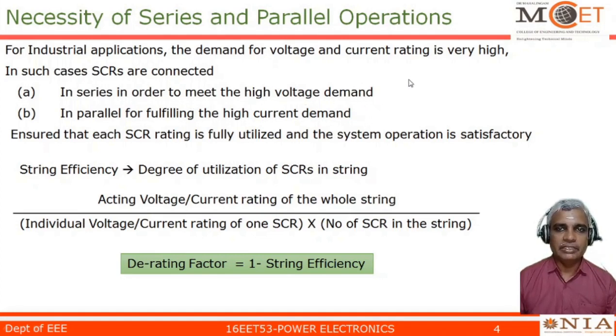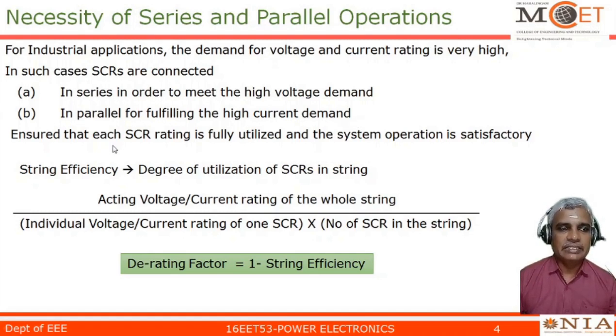Similarly, let us assume that the SCR available in the market is capable of handling 100 amperes of current, whereas the requirement in an industry is 500 amperes. So I have to connect 5 SCRs of 100 amperes in parallel in order to meet the demand of 500 amperes of current. So for fulfilling the high current demand, we connect SCRs in parallel. Series connection of SCRs is to meet the high voltage demand, whereas parallel connection of SCRs is to meet the high current demand in industrial applications.